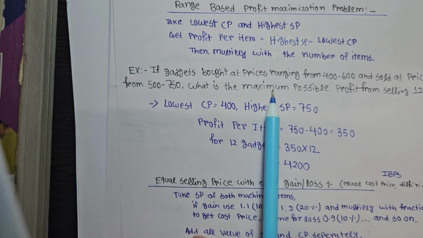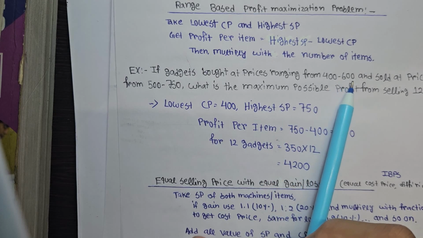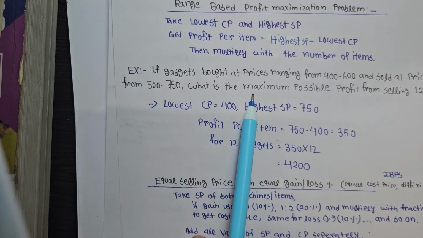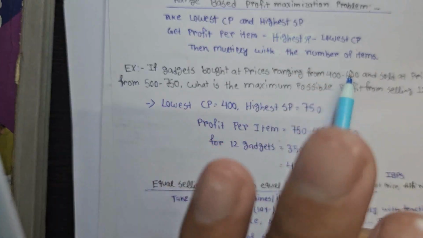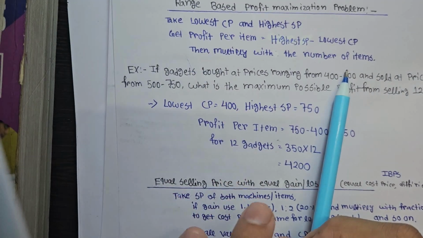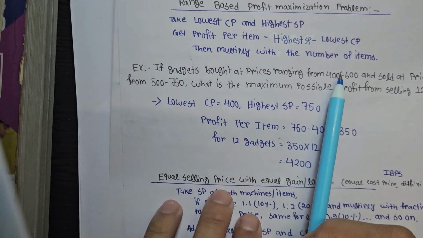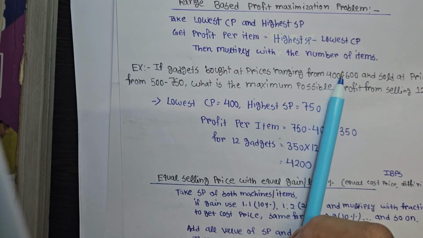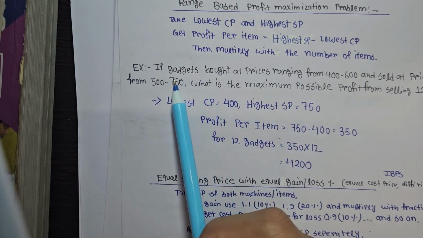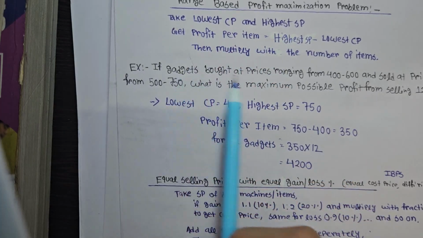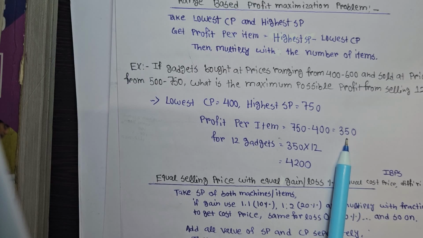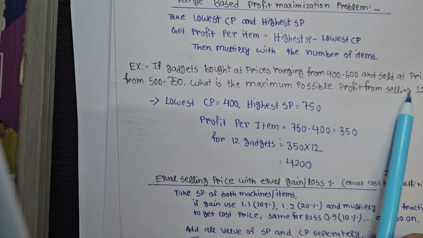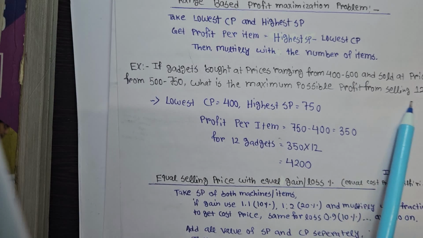The maximum possible profit: if it was the lowest possible profit, we would take 600 and 500, but because it's the maximum possible, we'll take the lowest cost price. We'll assume that the person bought it at the cheapest option available and sold it at the highest possible price. So we'll take 400 and 750, basically the lowest CP and highest SP, because we want to find the maximum possible, and it comes to 350. We'll multiply with 12 because we need to find the profit for 12 gadgets, right?